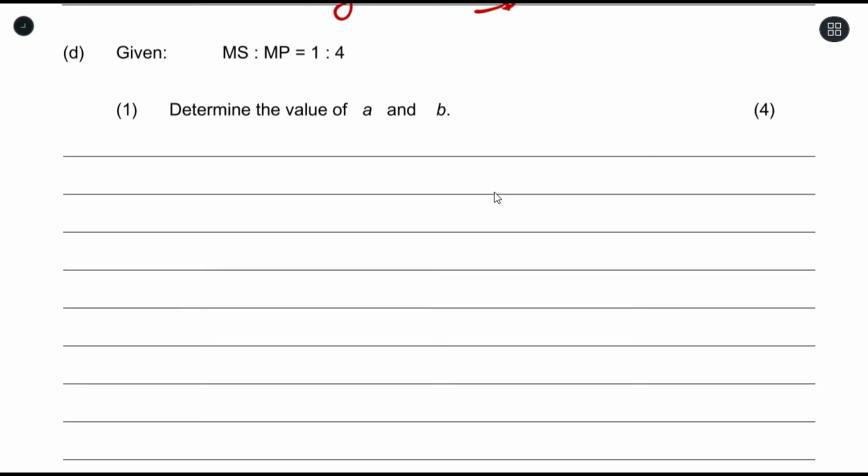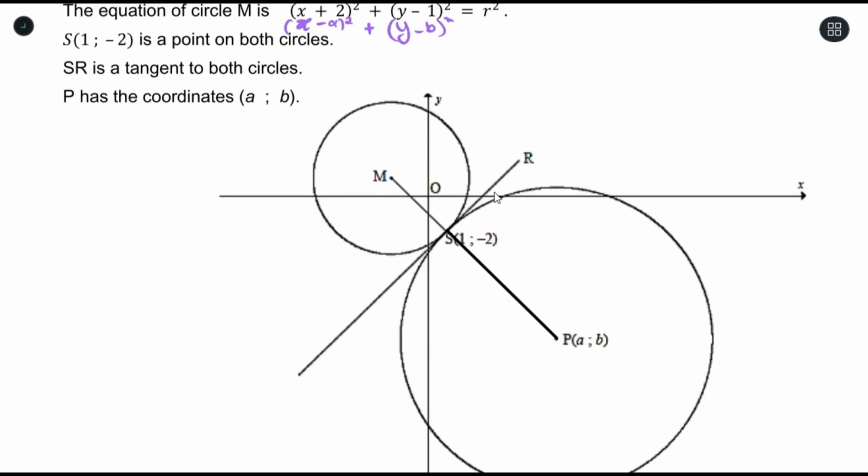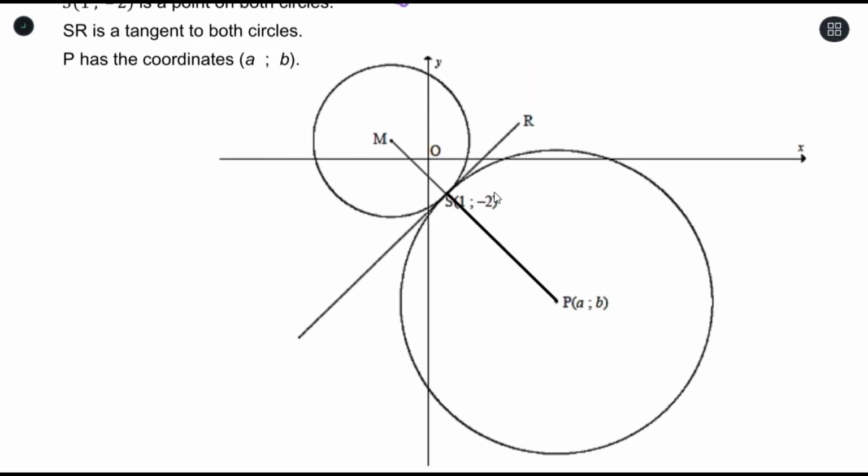Given that MS to MP is equal to 1:4, determine the values of A and B. We're going to be answering this question on our circle over here. We're told that the ratio of MS to MP is 1:4. So I'm going to say that this here is 1.